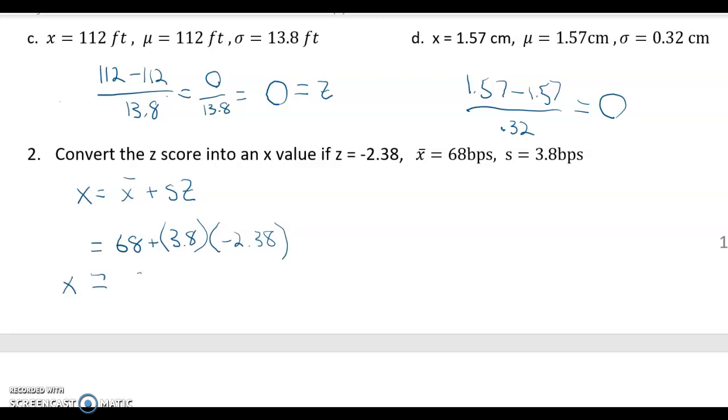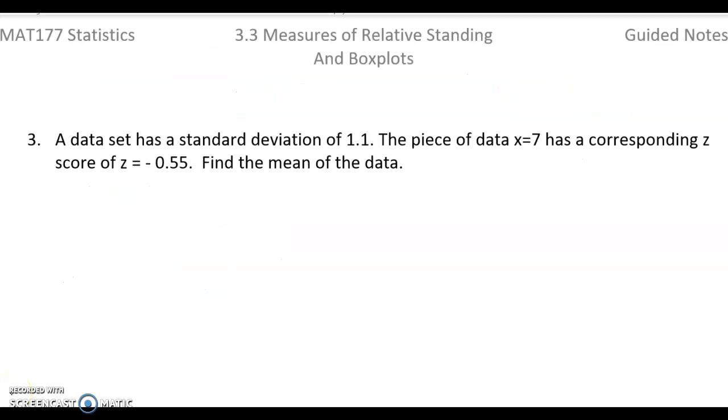We get 58.956. And since it's the X value, it'll have the units of beats per second. In question 3, we're asked to find a different variable.